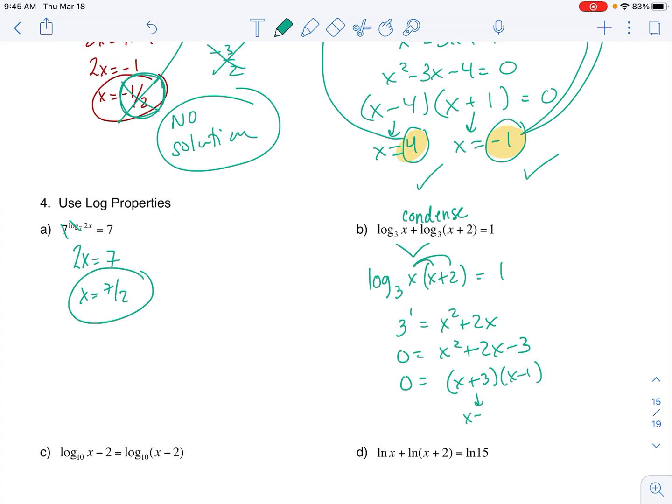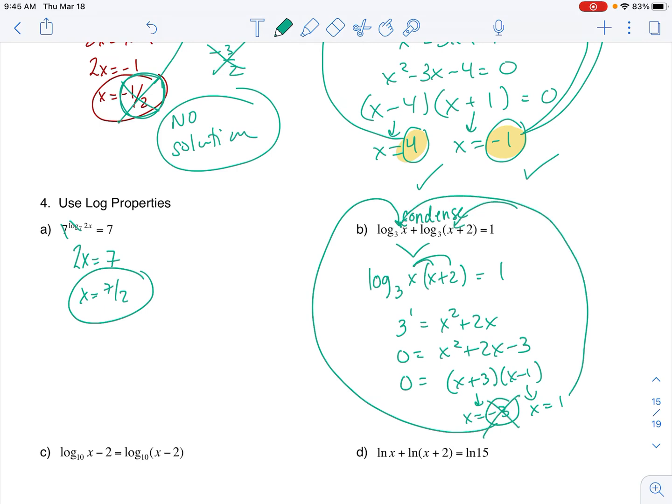And so x equals -3 and x equals 1. I still have to check, okay? So I'm going to go ahead and take this -3 and plug it back in. Right away I notice, boom, that's going to give me a -3 there, so that one does not work. How about 1? 1 works here. 1 plus 2 is 3. That one works. So I have 1 extraneous and 1 good one.